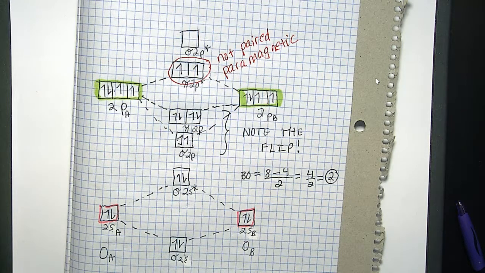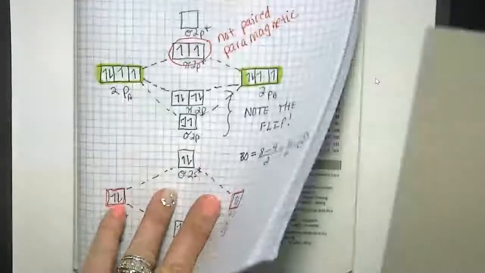All right, questions about this? No, nothing? Everybody's getting 100? All right, perfect. That is all on molecular orbitals that we're doing today.